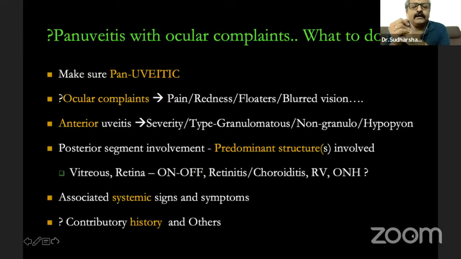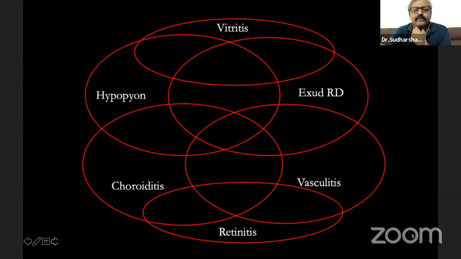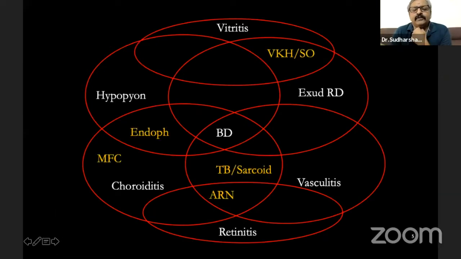In any pan-uveitic entity with ocular complaints, make sure you look at the ocular complaints, whether there is pain, redness, or floaters. The type of anterior uveitis can give a clue towards the diagnosis of the pan-uveitis, whether it's a granulomatous or non-granulomatous anterior uveitis. The predominant structure of posterior segment involvement is of primary importance to identify. Almost all pan-uveitic entities have an underlying systemic association or systemic features, and a contributory history will give you the clue. These are the features in the eye that can present.